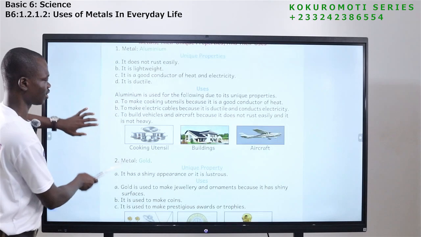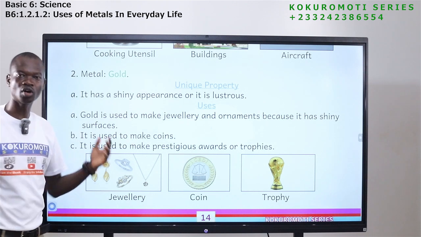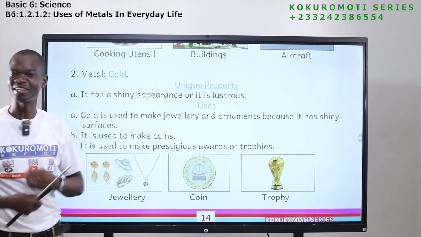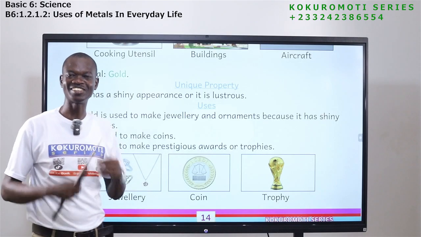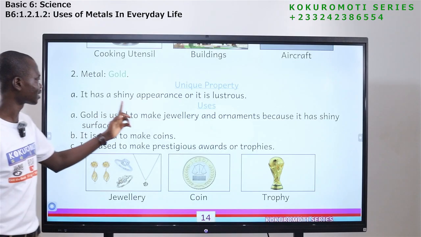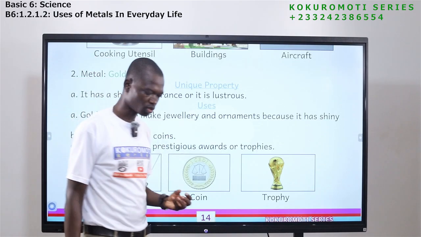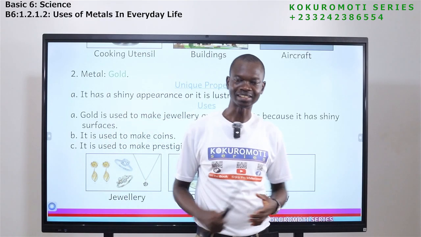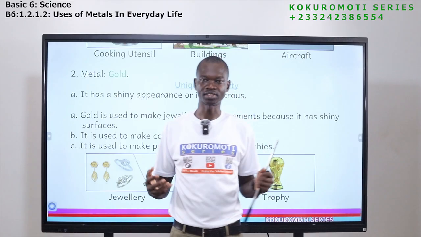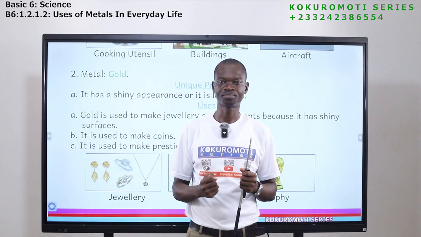Okay. Now let's go to the next metal, which is gold. We all know gold. We have heard about gold. In Ghana, we have a lot of gold. So what are the unique properties of gold? It has a shiny appearance, or it is lustrous, meaning that it has what? Shining surfaces, reflective surfaces, glossy surfaces.